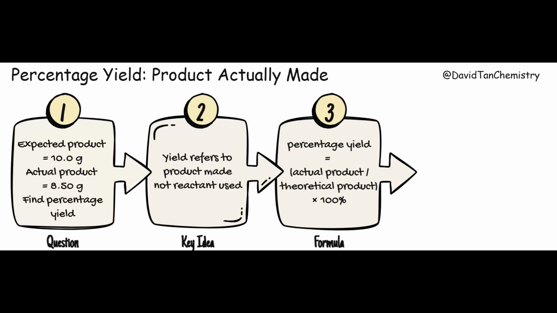The formula is percentage yield equals actual product divided by theoretical product multiplied by 100%. The actual product is what you really get. The theoretical product is the maximum amount you expected, and it is worked out using calculation.